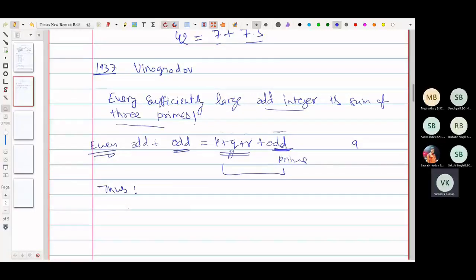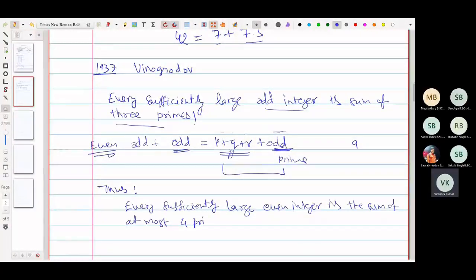All right. So we can conclude that this implies that every sufficiently large even integer is the sum of at most 4 primes. Okay.